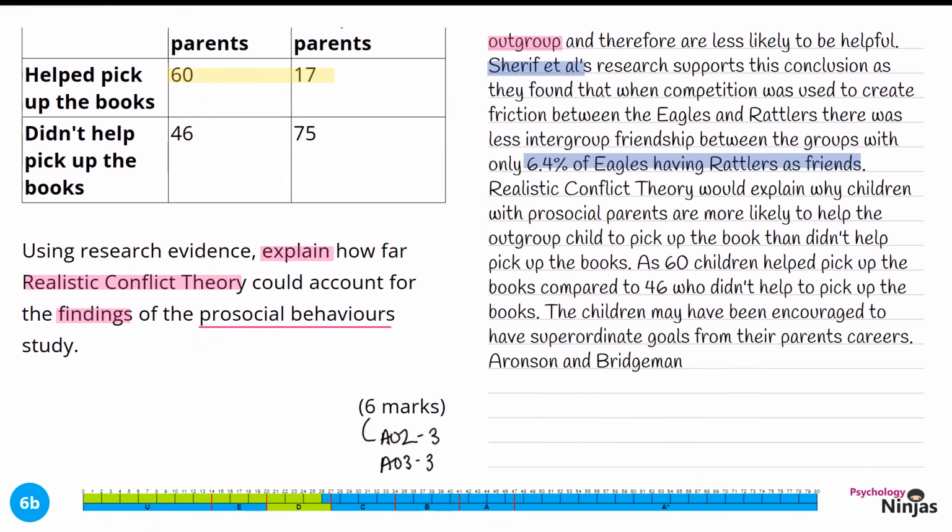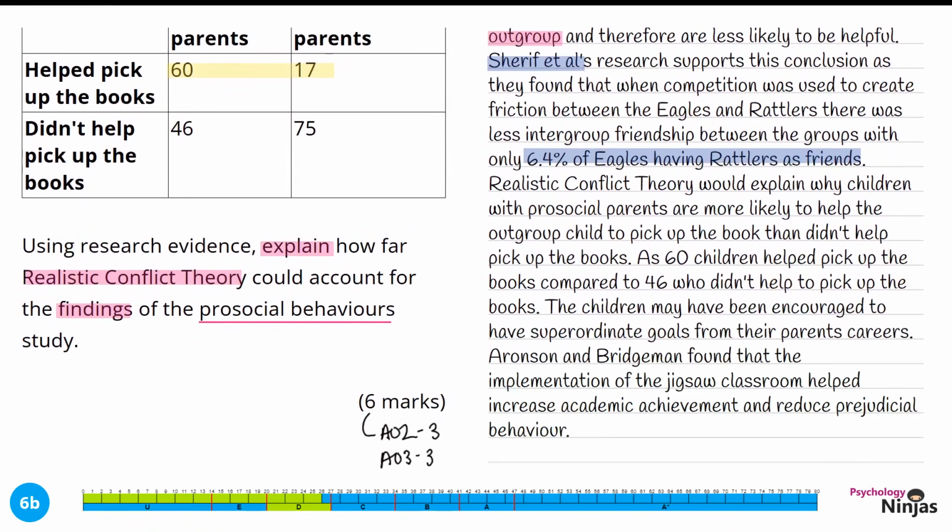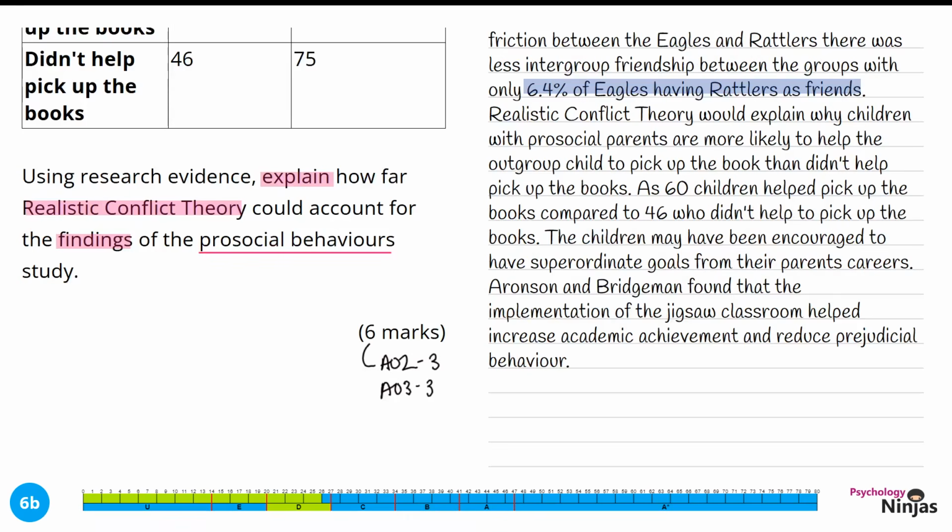Realistic conflict theory would explain why children with pro-social parents are more likely to help the outgroup child to pick up the book than didn't help pick up the book. As 60 children helped pick up the books compared to 46 who didn't help pick up the books. The children may have been encouraged to have superordinate goals from their parents' careers. Aronson and Bridgman found that the implementation of the jigsaw classroom helped increase academic achievement and reduce prejudicial behaviour.